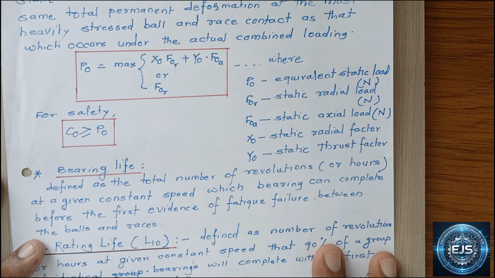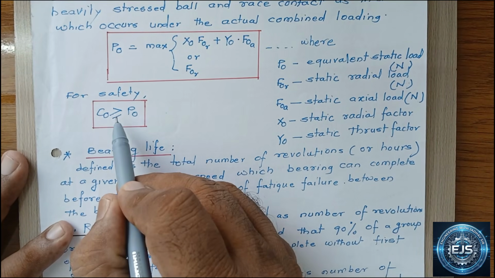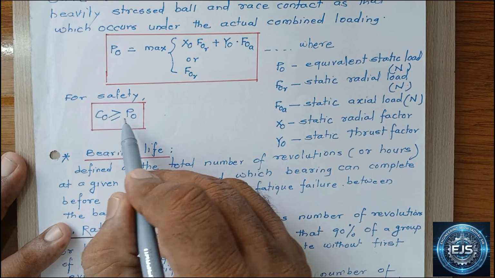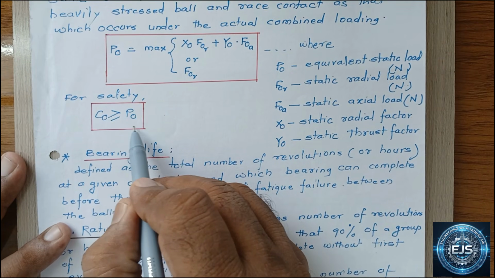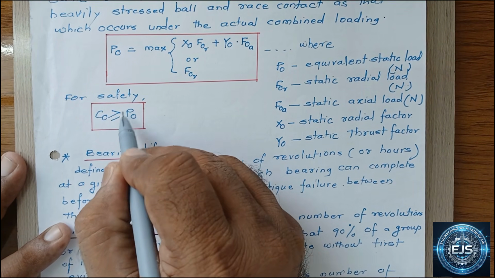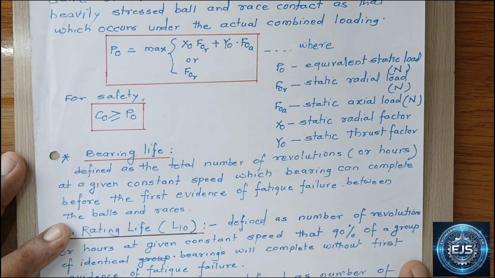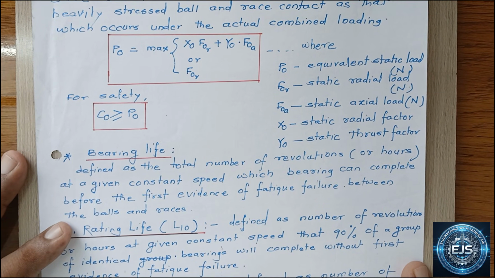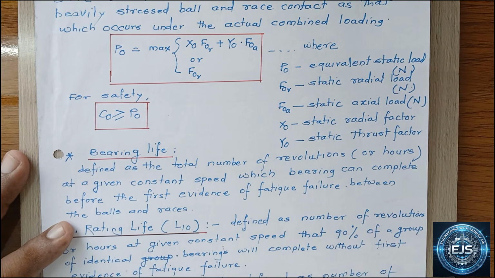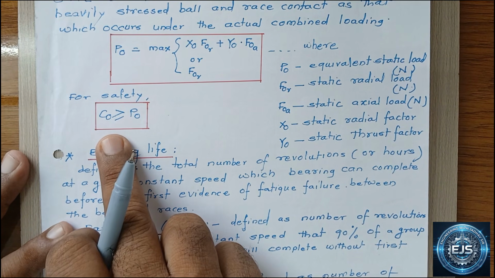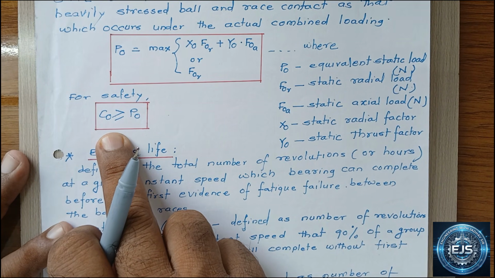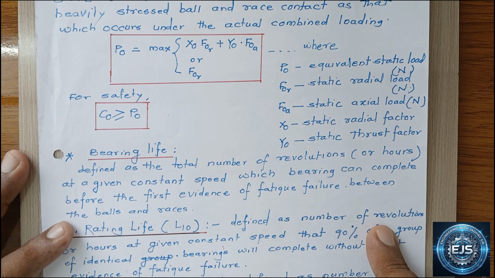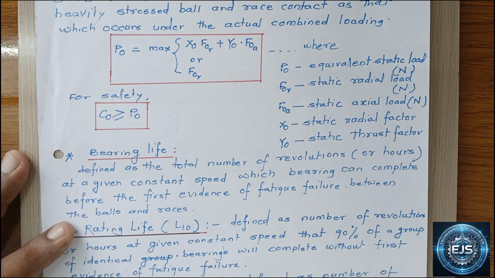So for safety of the bearing, the static load carrying capacity of the bearing must be greater than or equal to the equivalent static load. इस equivalent static load से bearing का static load carrying capacity हमेशा क्या होना चाहिए, ज़्यादा होना चाहिए, तभी वो bearing उसी application के लिए, जो application हम consider कर रहे हैं उसके लिए safe है. So basic static load carrying capacity C0 of the bearing should be greater than or equal to equivalent static load coming on the bearing.